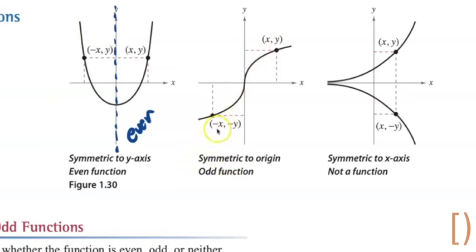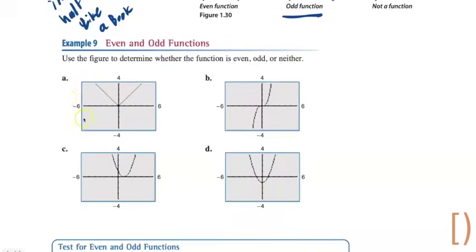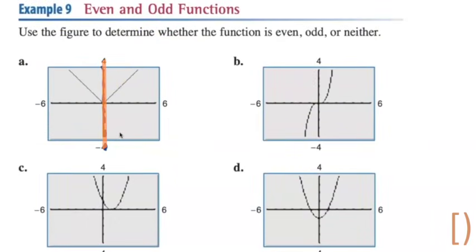See how it does like this thing? So that's considered an odd function. And then, well, if it's symmetric across the x, it's not a function. But those are the only two we have. We have even and odd. If it's not one of those two, it's neither. Let's look at our examples here. So this first one here, looks like it folded in half like a book. This is an even function.